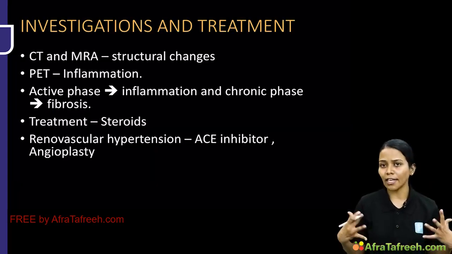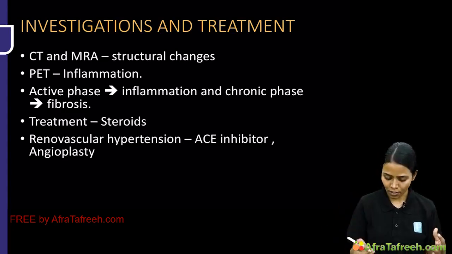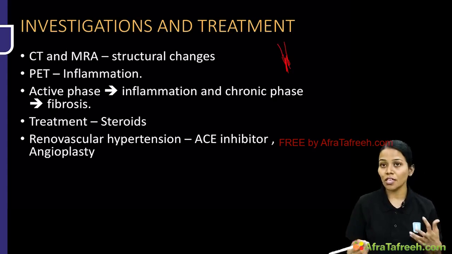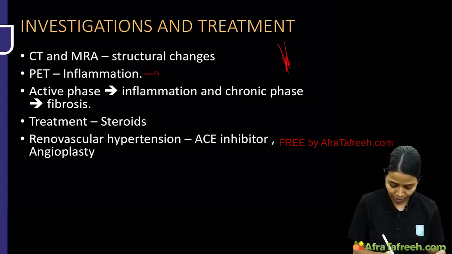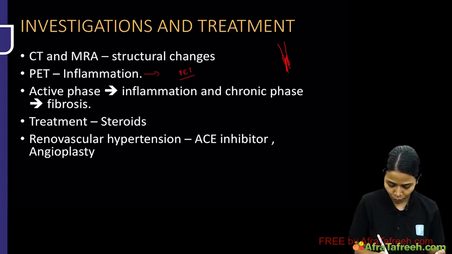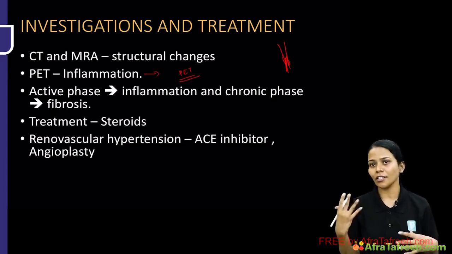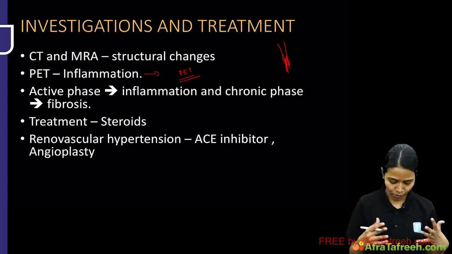Now, you do CT and MRA in these patients, and you see structural changes: there is going to be inflammation, and stenosis would have happened. If you want to see functional changes, that is inflammation, then you have to do PET CT. In the active phase, there will be inflammation, and in the chronic phase, there's going to be fibrosis.